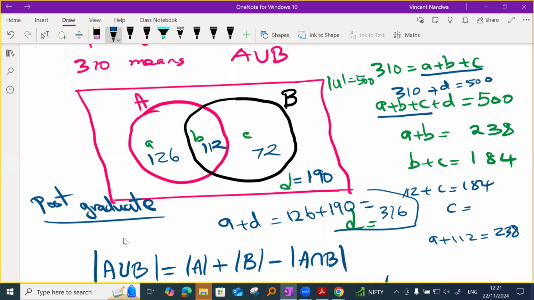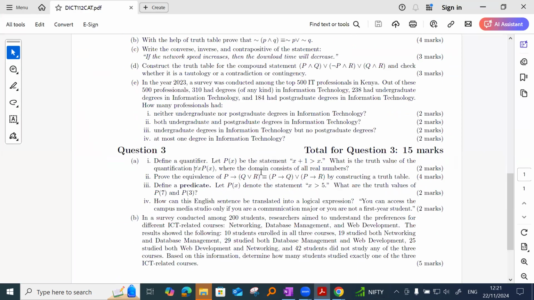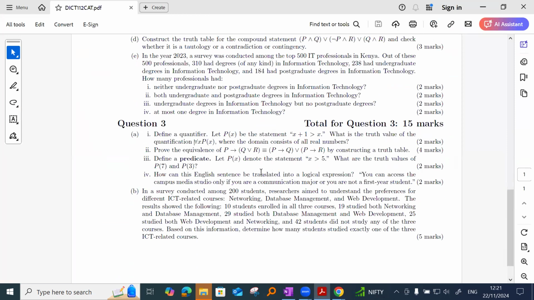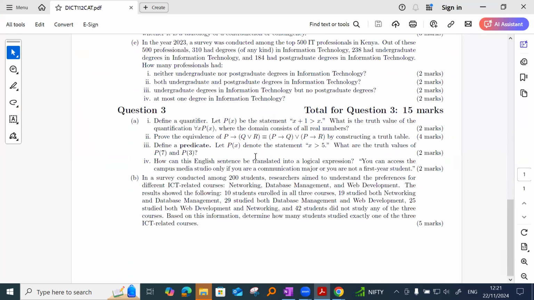Here it was direct. So we'll now do the last question, question 3, and then the others in another session, just to finish. The questions on logic we will finish later, but let's just finish the questions on sets for this paper, okay? So lastly, question 3B.